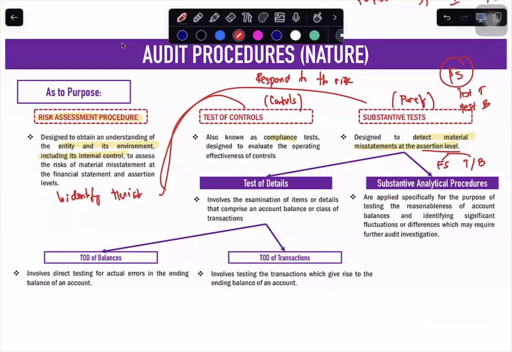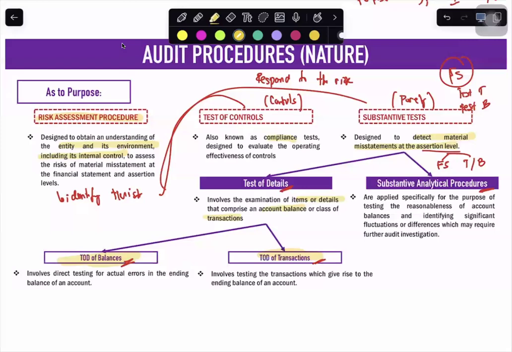And whenever we talk about substantive tests, I told you earlier, we have tests of details and we have analytical procedures. And under tests of details, we have balances or transactions. So first, tests of details. Test of details involves examination of items or details that comprise an account balance or class of transactions. So if you test the balance itself, we call that test of details of balances. If you test the transactions, it is test of details of transactions.